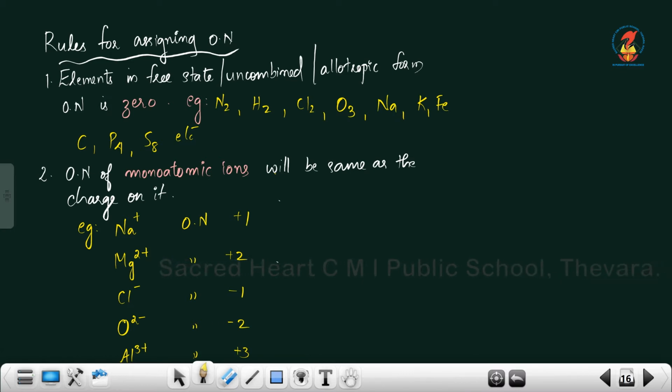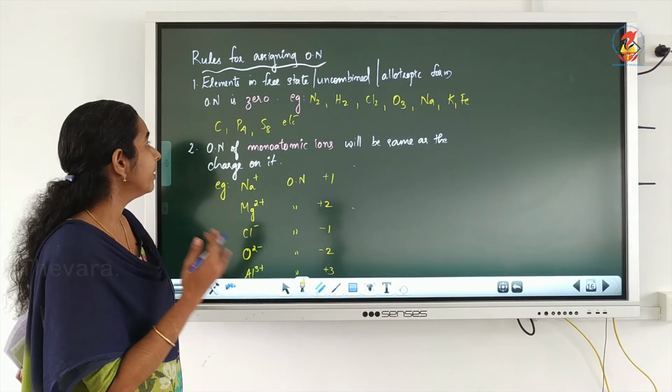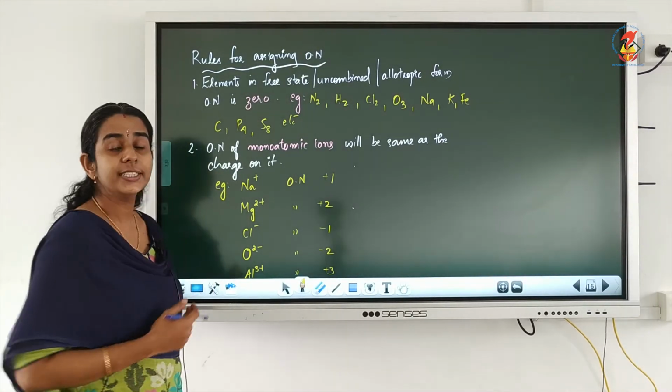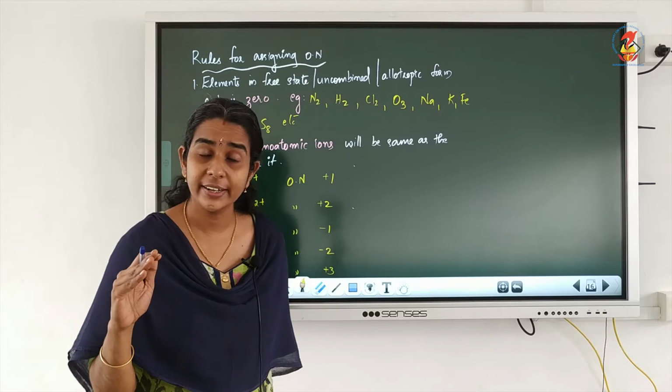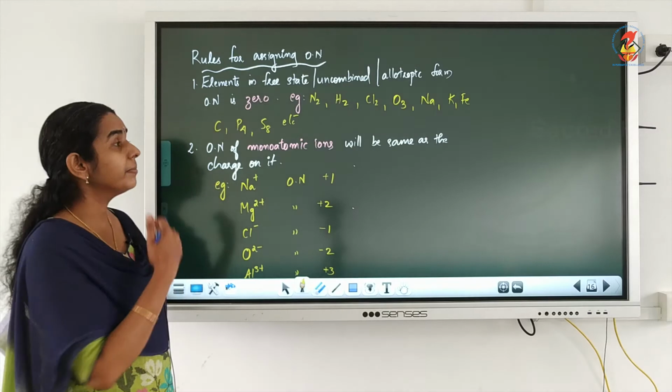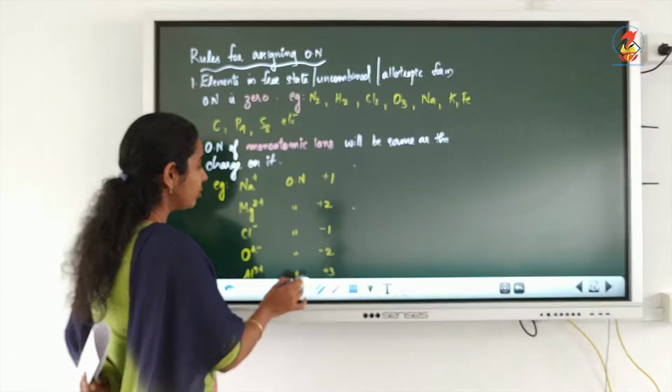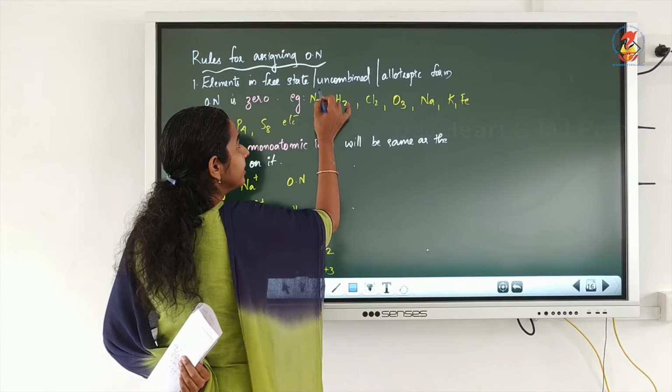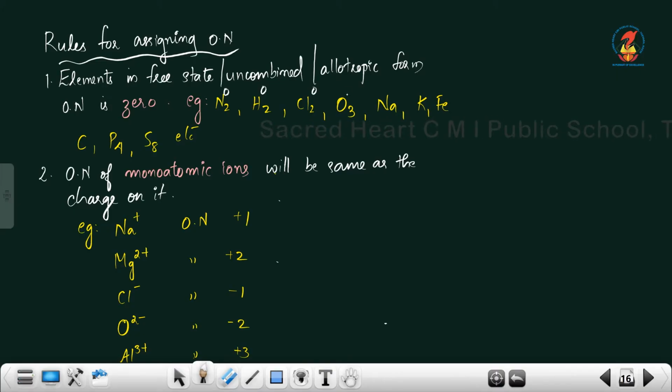Now the first rule is, any element in the free state or uncombined state, the oxidation state or oxidation number will always be 0. For example, H2, N2, Cl2, ozone, all these are in the free state. Free nitrogen, free hydrogen, chlorine gas, ozone gas, then sodium, potassium, iron, carbon, phosphorus, sulfur, all these are in the uncombined state. It is not combined to any other element. So in the uncombined or free state, the oxidation state will always be 0.